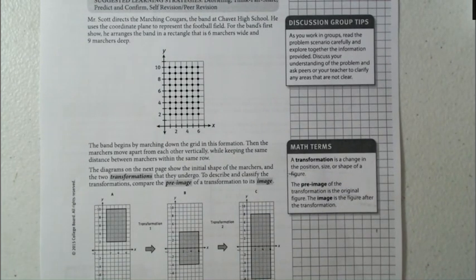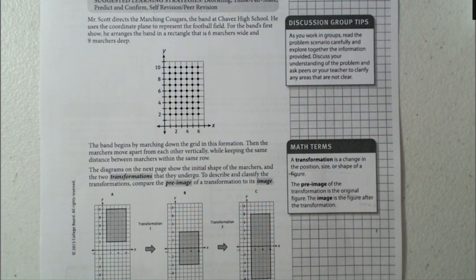It says, Mr. Scott directs the Marching Cougars, the band at Chavez High School. He uses the coordinate plane to represent the football field. For the band's first show, he arranges the band in a rectangle that is 6 marchers wide and 9 marchers deep. You can clearly see that in the picture below.